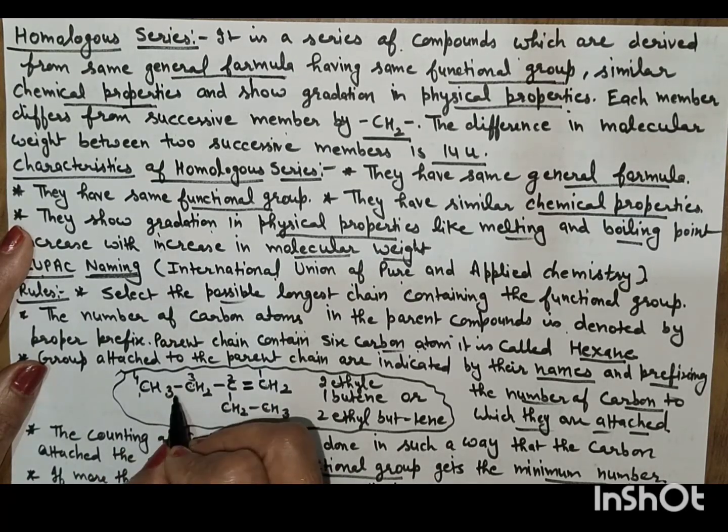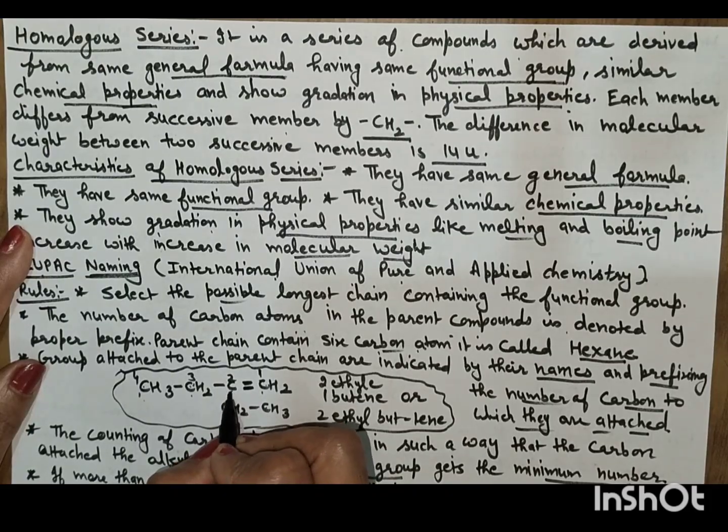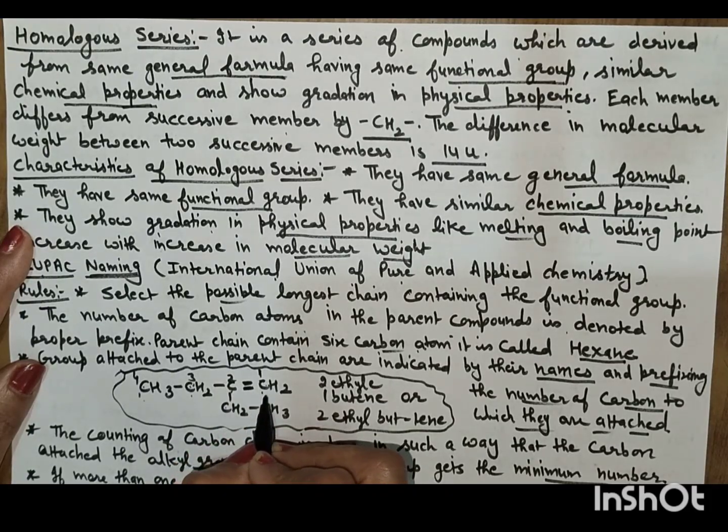We can mark from here 1, 2, 3, 4. But here the functional group is at the third position. But if we started here, then the functional group is at the first position.